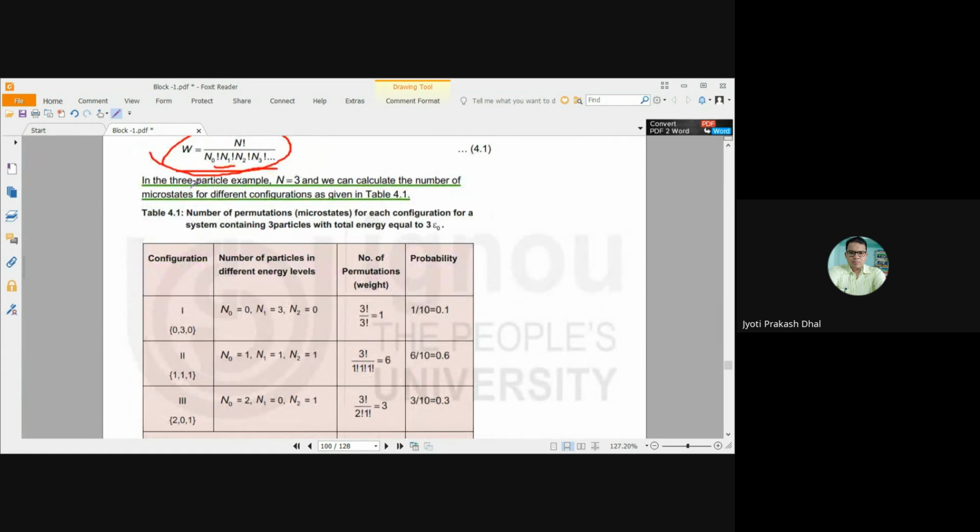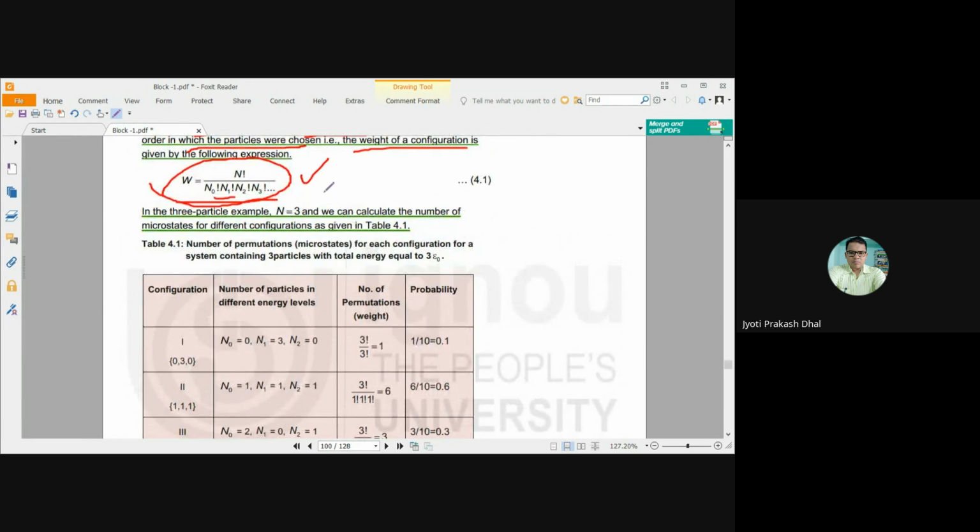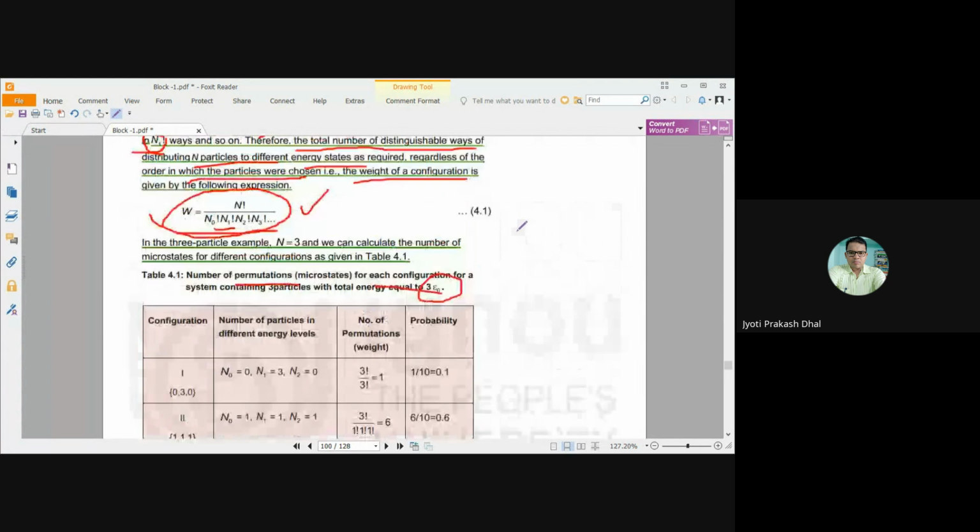So if we put the three particle example in this formula, n equals 3, and we can calculate the number of microstates for the different configurations as given in table number 1. So the number of permutations of each configuration for a system containing three particles with total energy 3 epsilon 0, we will find out by this formula, not by directly counting as we discussed in the earlier cases.